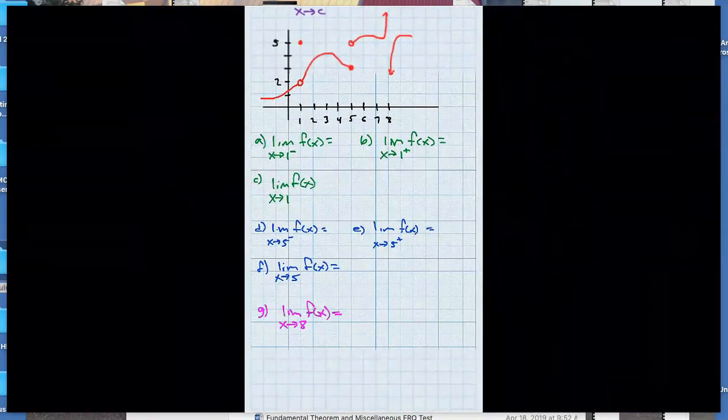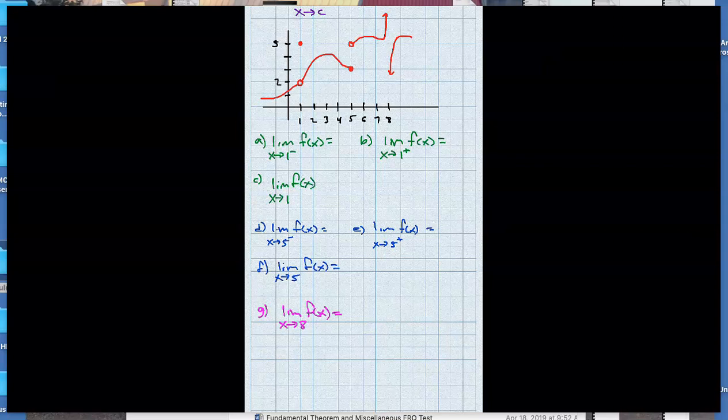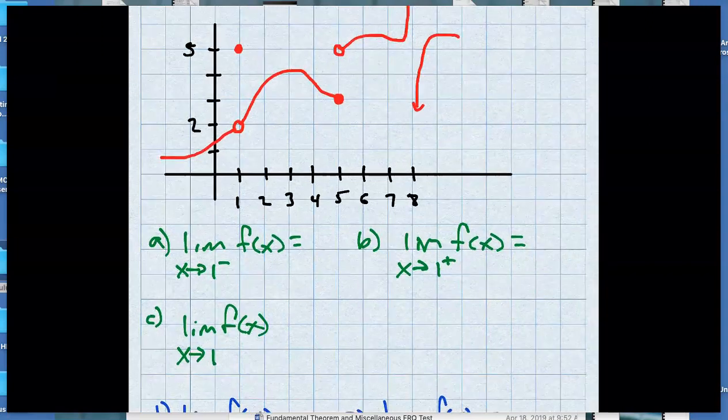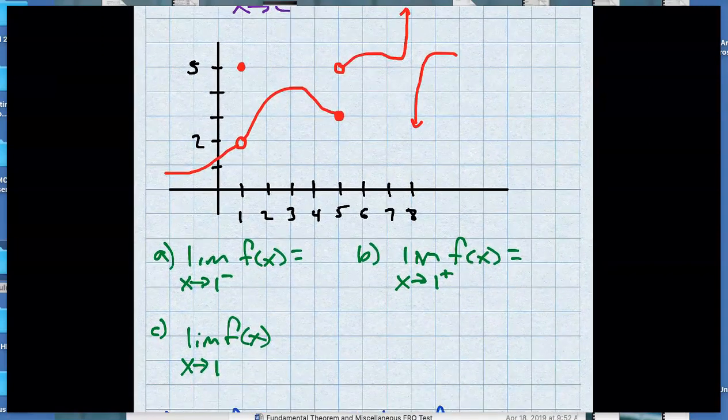So here's the picture again. I know that's pretty small. I'll blow it up in a second, but let's just look at the first one. So let's just talk about what's happening at 1. So we kind of can ignore a lot of the graph except for what's happening at 1, right?